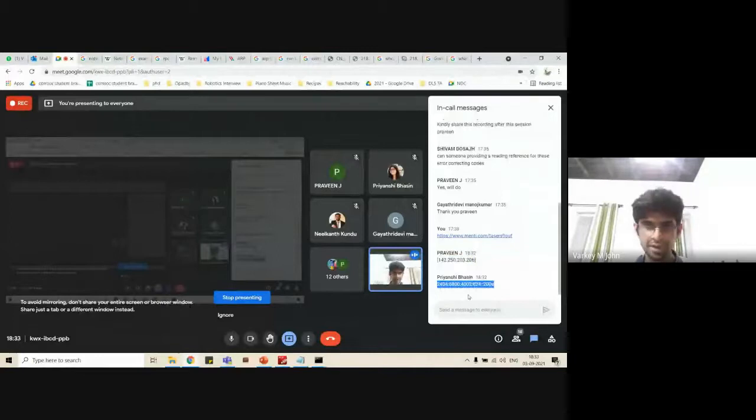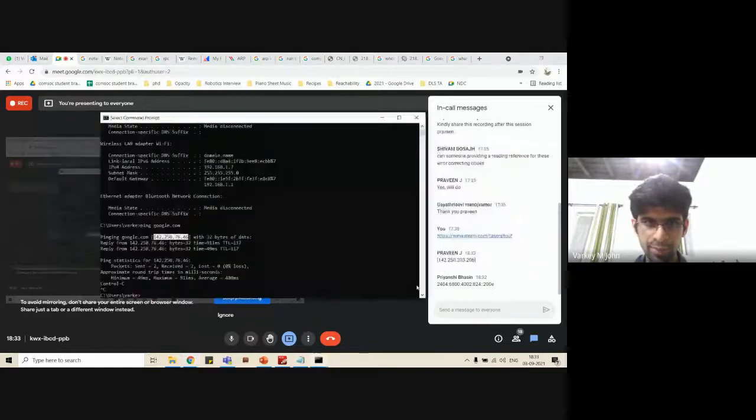The reason it's not the same IP address for all of us is because Google has multiple data centers across the globe, for redundancy. It has multiple servers across, so the same web page will be hosted across places. When I ping google.com, it tries to get the nearest server hosted near my place. That is why I'm getting a different IP address from what Praveen and Priyanshi got.